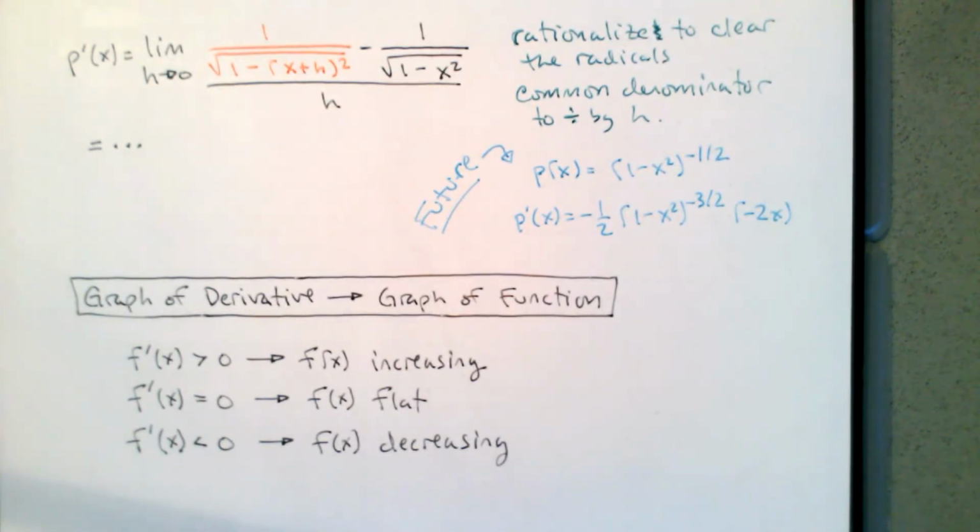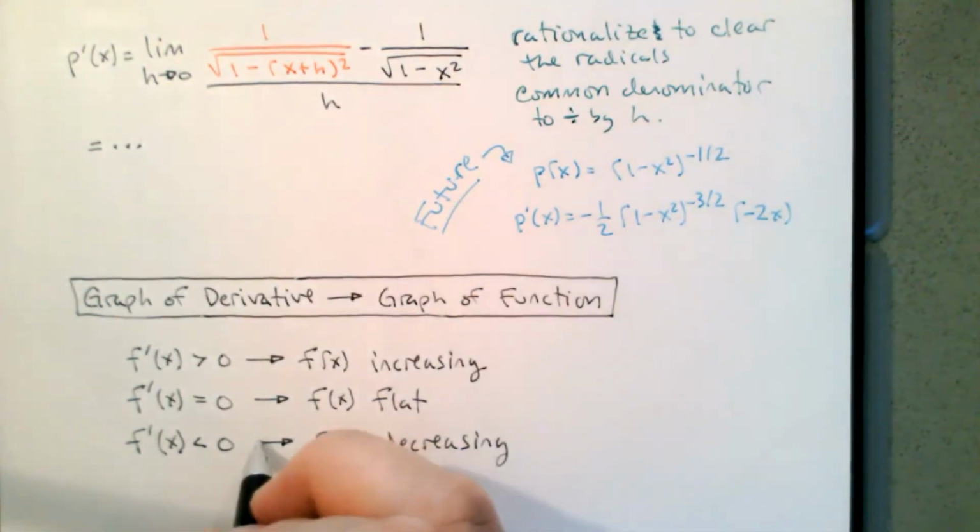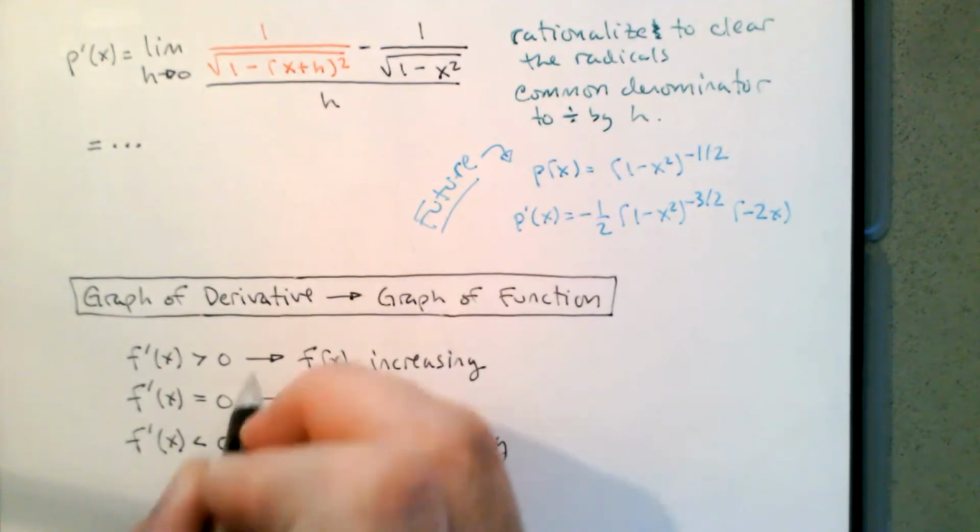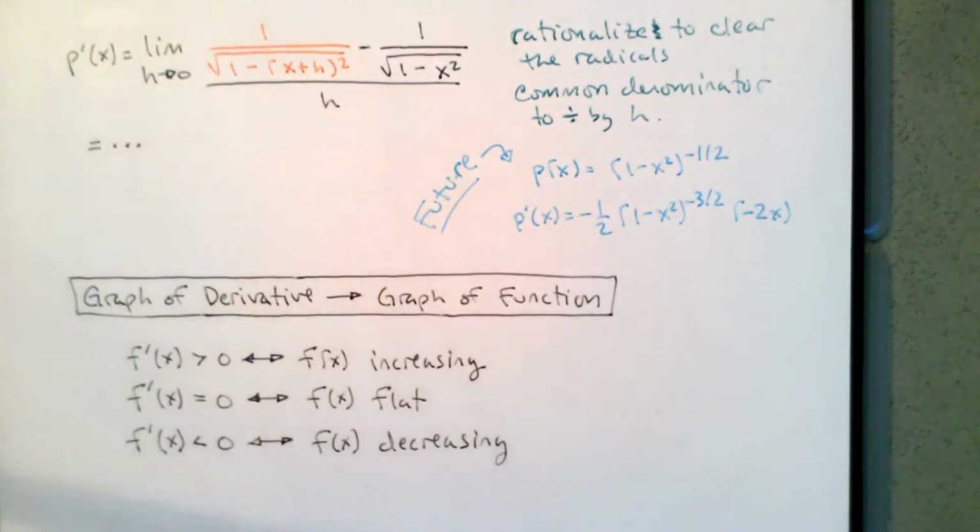See? All right. So when the derivative is positive, the function is increasing. When the derivative is zero, the function is flat. When the derivative is negative, the function is decreasing. This goes both ways. Yesterday, we looked at this the other way. We looked for where the function was increasing and decided that the derivative must be positive on those intervals. We looked for where the function was flat and decided that the derivative was zero at those points. We looked for where the function was decreasing and decided that the derivative was negative on those intervals.